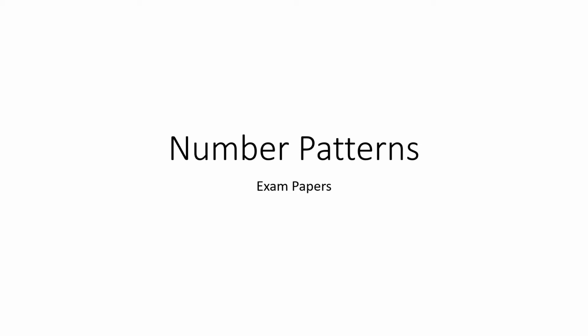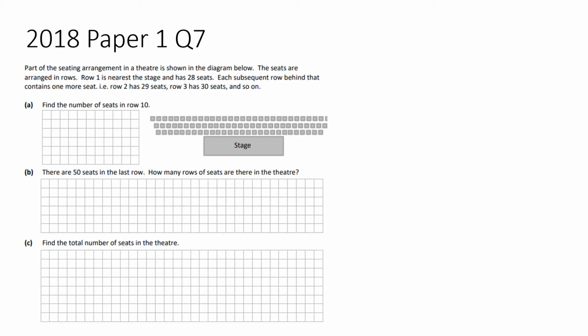So this is 2018 paper 1 and this is question 7. So here we have part of the seating arrangement in a theatre shown in the diagram below. There are seats arranged in rows, and row 1 is nearest to the stage and has 28 seats. Each subsequent row behind that contains one more seat. So row 2 has 29 seats, row 3 has 30 seats, and so on.